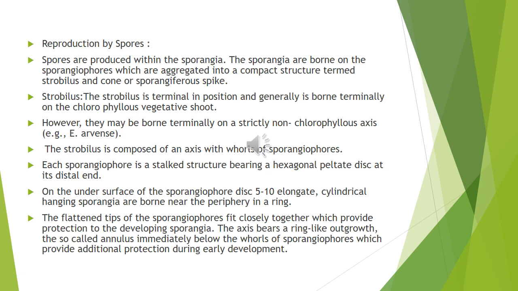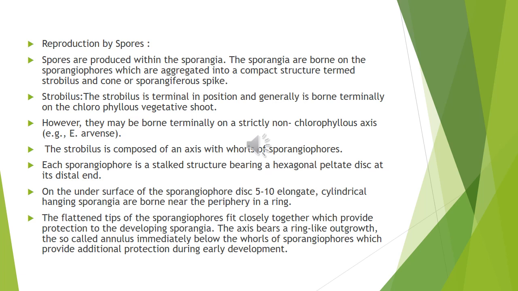Now, the strobilus is a cone-like structure. The strobilus is terminal in position and generally is borne terminally on the chlorophyllous vegetative shoot. However, it may be borne terminally on a strictly non-chlorophyllous axis also, for example, Equisetum arvense. The strobilus is composed of an axis with whorls of sporangiophores. Each sporangiophore is a stalk-like structure bearing a hexagonal peltate disc at the distal end.